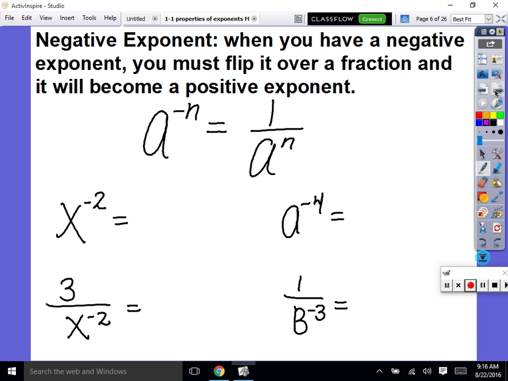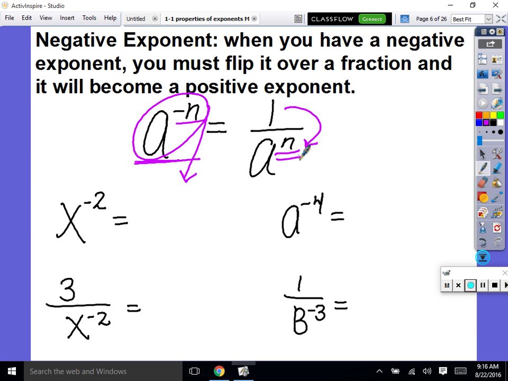Next property, negative exponents. And we'll really just use this in our final answers. We've got to look at our final answers and say, do we have any negative exponents? If so, that's not simplified, so we're going to simplify it. When you have a negative exponent, you must flip it over a fraction, and that will make it a positive exponent. So if we have base a raised to the negative n power, that would not be simplified. So we draw our line, and we would take that and flip it over a fraction. Do you see how that came down here? We flipped it over a fraction, and now it's a positive exponent. Does everybody see how that works?